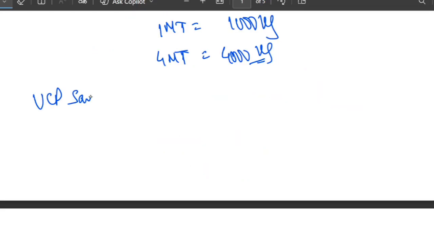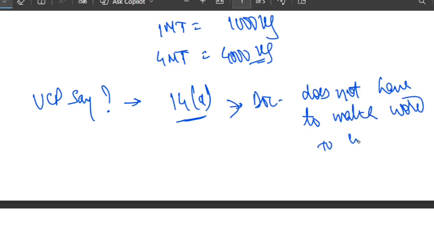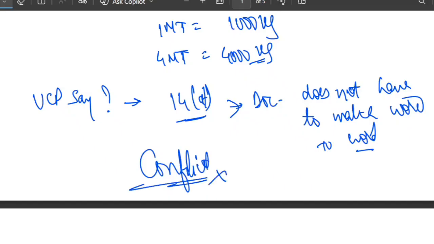Under Article 14(d), UCP says that documents don't have to match word to word. Please note it down, very, very important thing. As per Article 14(d) of the UCP, documents don't have to match word to word. They only should not conflict with each other or with the LC. Here, the bank has to check for conflict. Conflicting is not permissible, right? They should not conflict with each other or with the LC.